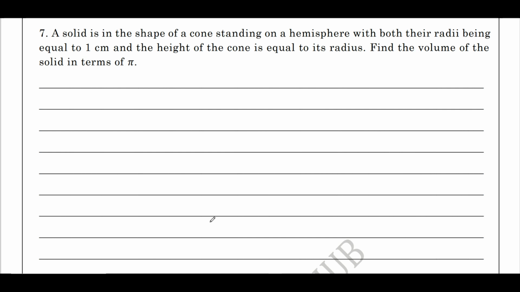So next question: a solid is in the shape of a cone standing on a hemisphere with both their radii being equal to 1 centimeter and the height of the cone is equal to its radius. Find the volume in terms of pi. Very simple question, you can try it out. Try to find out the volume of the solid in terms of pi and comment the answer.